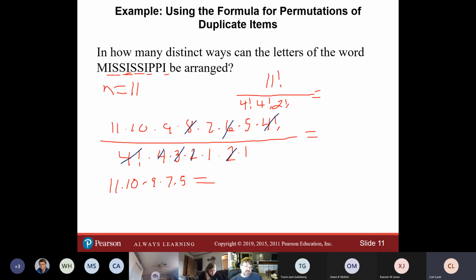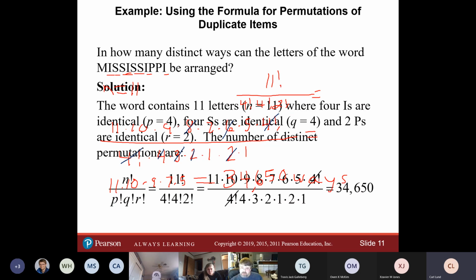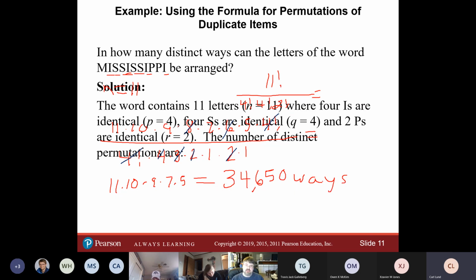So 11 times 10 is 110, times 9 times 7 is 63, times 5 is 34,650 if I did that multiplication right. Different ways. 34,650 ways. And I did it right, yay.